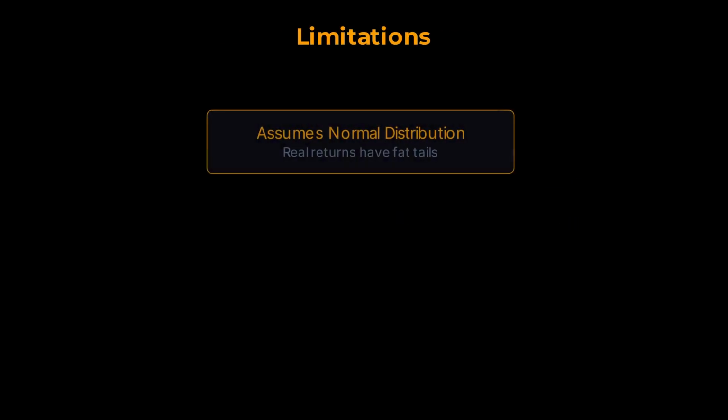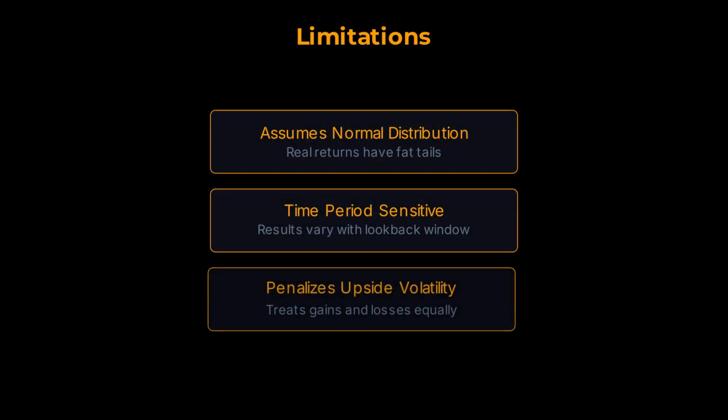But the Sharpe ratio has important limitations. First, it assumes returns follow a normal distribution, that bell curve shape. In reality, financial returns have fat tails. Extreme events happen far more often than the bell curve predicts. Second, the time period you choose matters enormously. A fund might look brilliant over 3 years, but terrible over 10. And the Sharpe ratio penalizes upside volatility just as much as downside. But investors only really care about losing money.